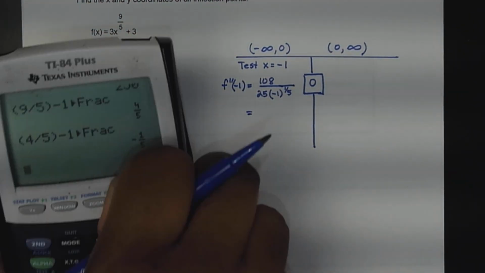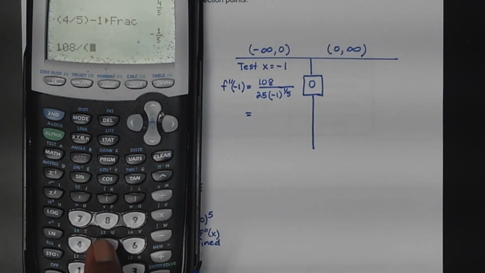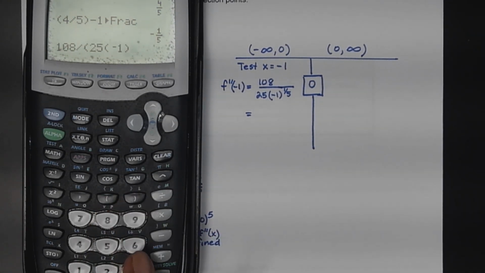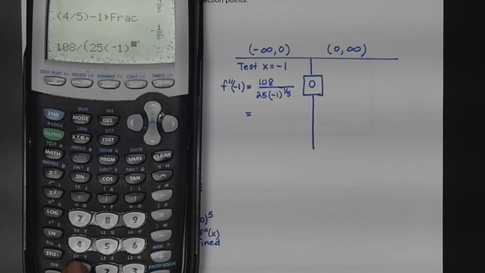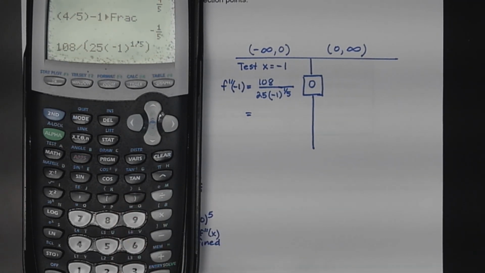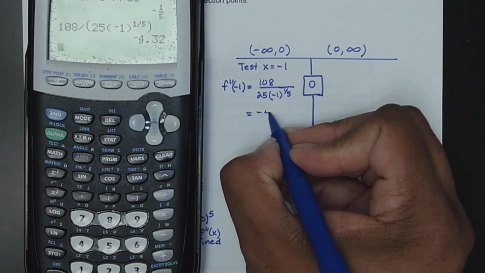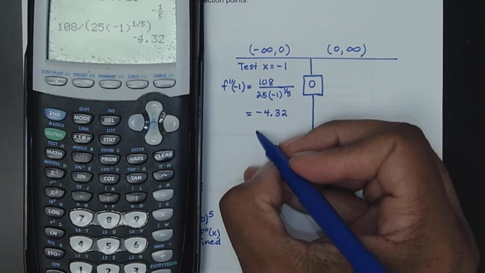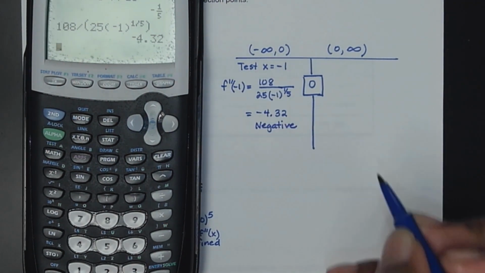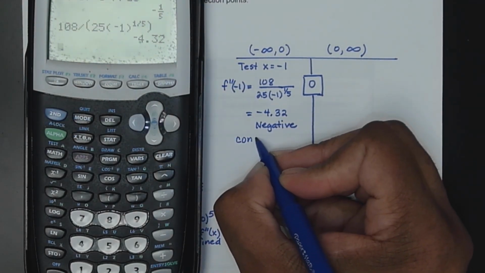And I will go ahead and use the calculator for this. Let's see, 108 divided by, and I'm going to put this in parentheses, 25, and then parentheses, negative 1, close parentheses, then the hat key to the 1 divided by 5, right arrow to get out of it, and then close parentheses. That came out to be like negative 4.32, which is negative. So that means from negative infinity to 0, the graph of the function will be concave down.